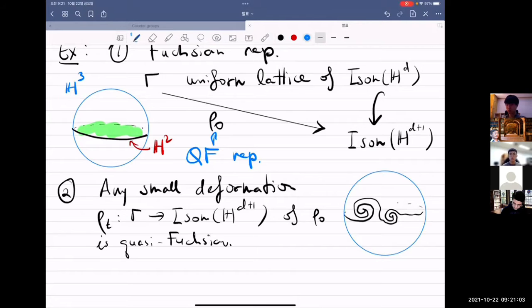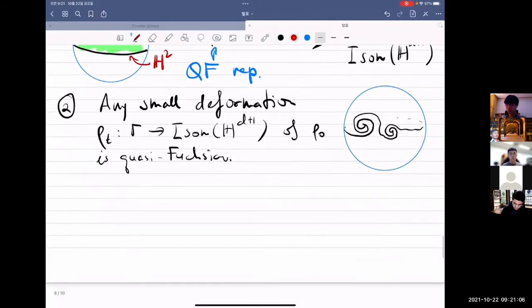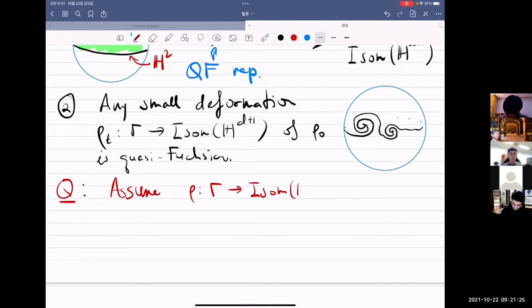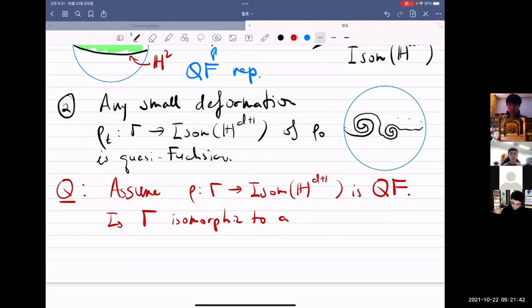But the main question I want to ask is the following. Assume we have a representation rho from gamma into the isometry group of H^{d+1} that is convex co-compact. Then is gamma always isomorphic to a uniform lattice?